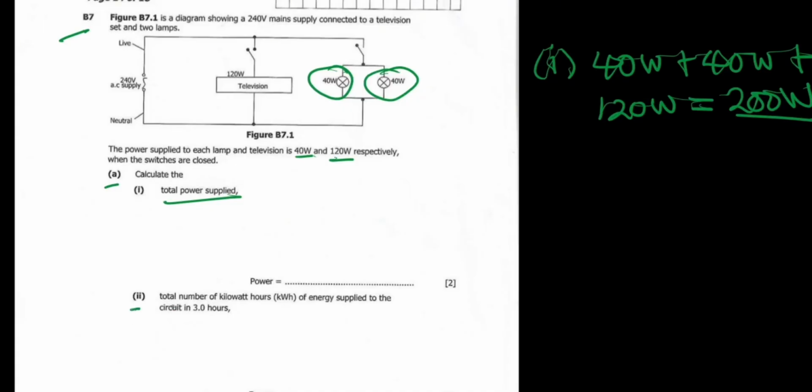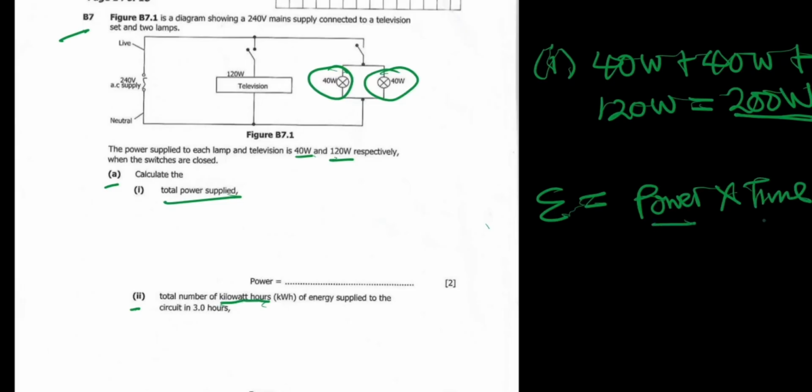Now what about the second question? The total number of kilowatt hours of energy supplied to the circuit in 3 hours. What would you say? Now, notice that we are dealing with the total energy in kilowatt hours for 3 hours. Now, energy is given by power times time.